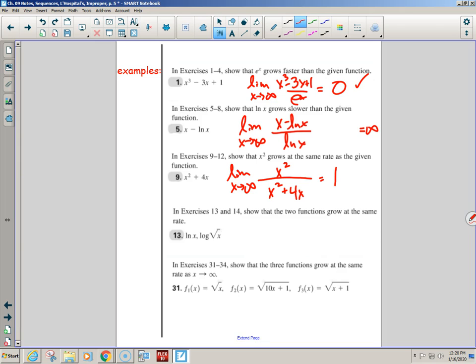Oh, because the ratio is 1, they grow at the same rate. No, because the degrees were tied. It could have been a 2 or a 5 or a 10, and it still grows at the same rate. It's not infinity and it's not 0. So what do you expect us to do for the L'Hopital?